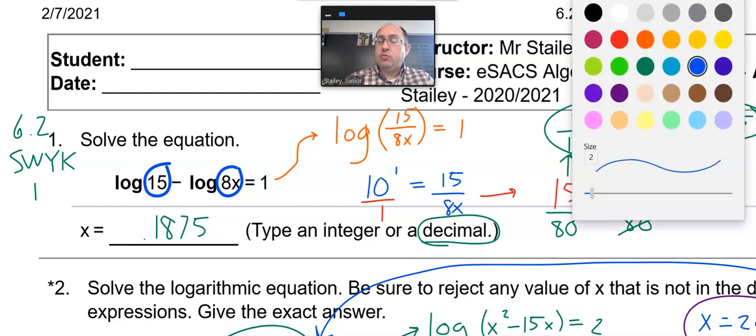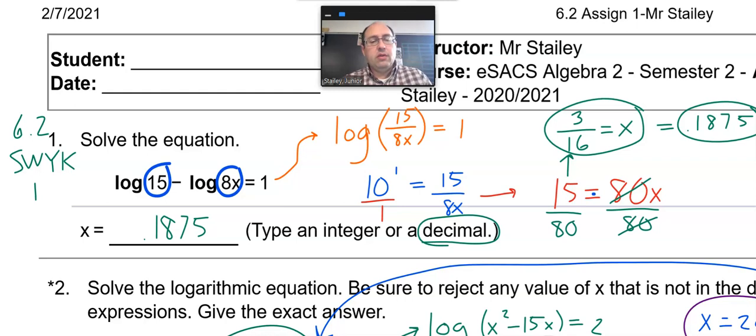I wanted to change it to a smaller pen size. There we go. All right, so what are we going to do? We see subtraction inside there. Of course, we're going to divide the 15 and the 8x, right? It's creating a single log. Once we have a single log, we can change it to its exponential form.